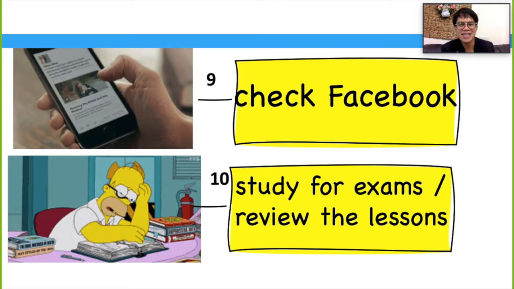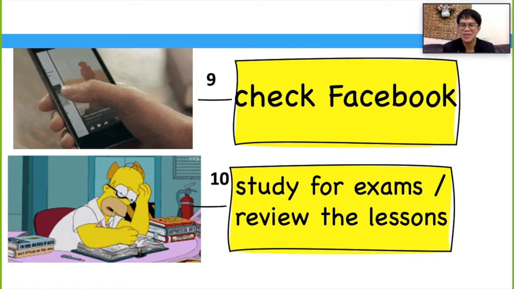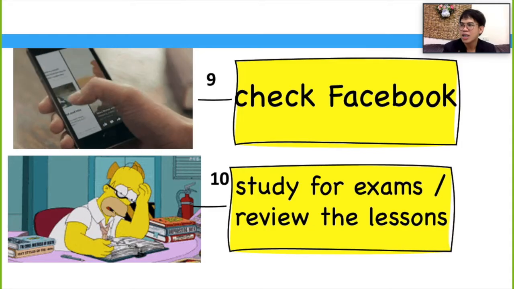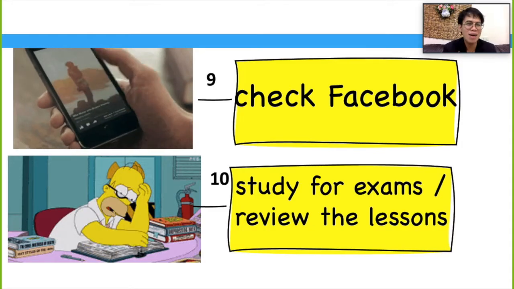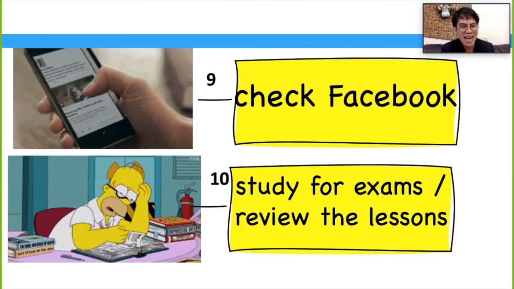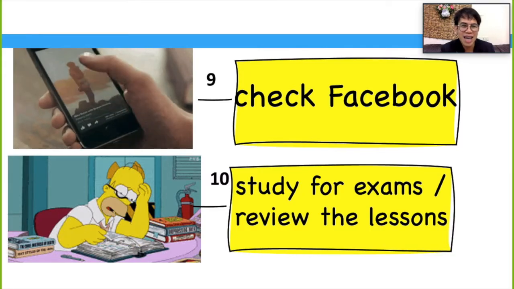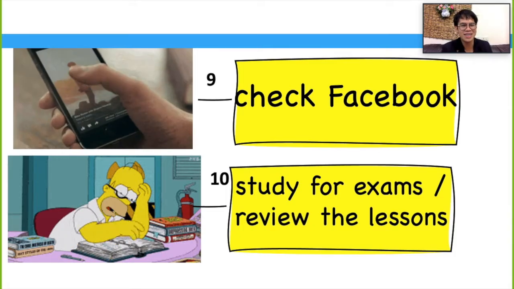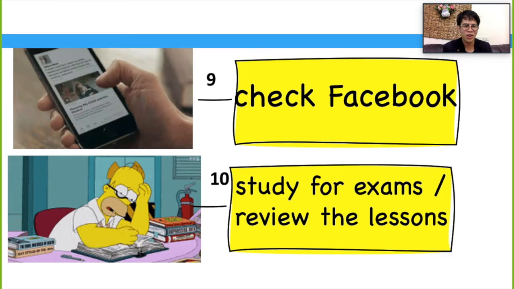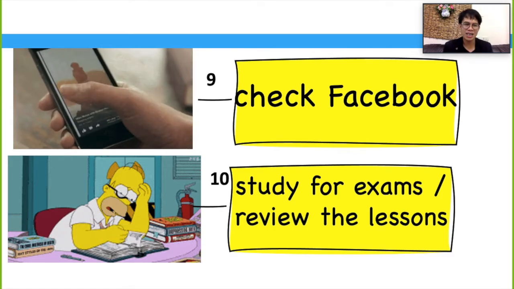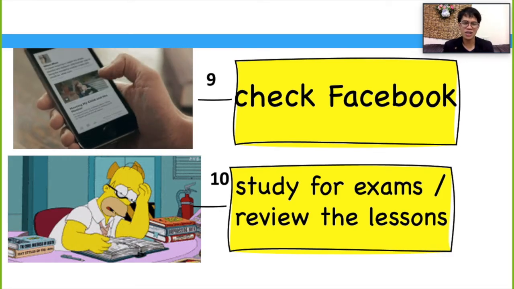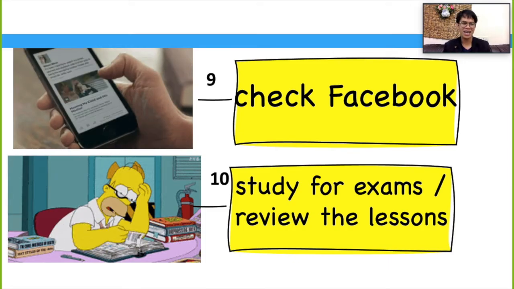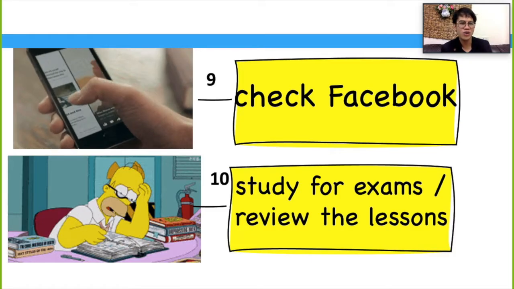Number 10, study for exams. Study for exams or you review the lessons. So, for example, tomorrow you will have your test or you will have your exam or you will have your midterm. So what do you do? You study for the exam or you review the lesson. When we say review the lesson, it means you go back to the lesson and then you study again. You read again. Review the lesson.